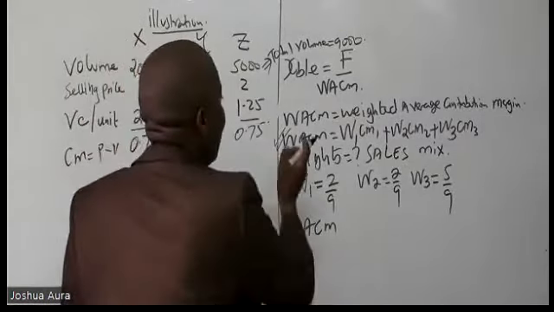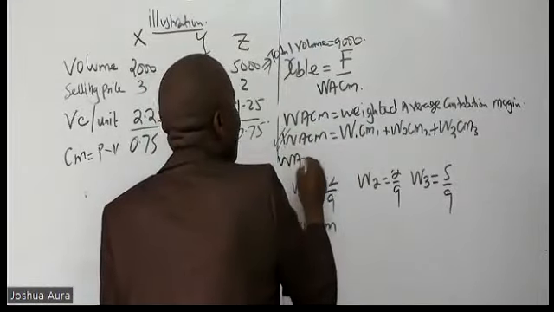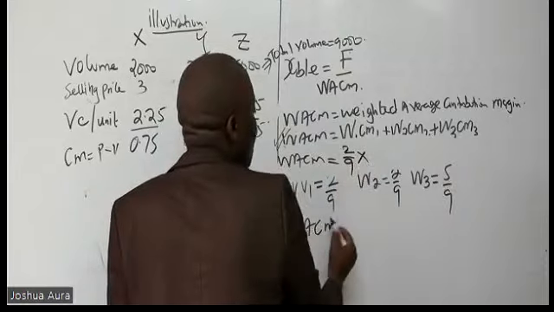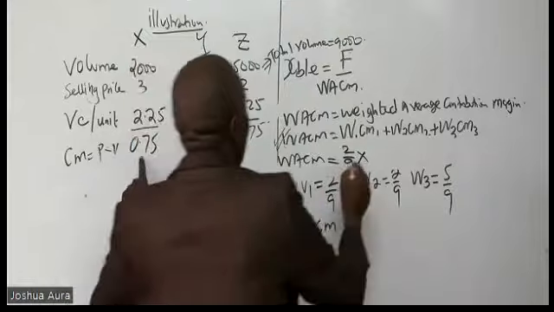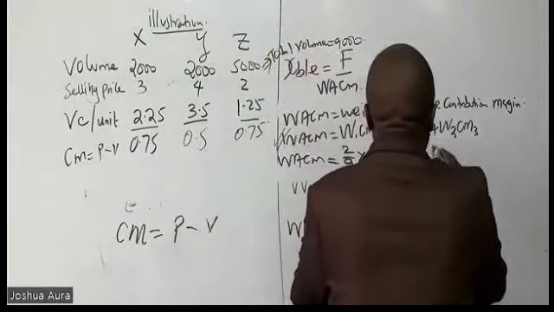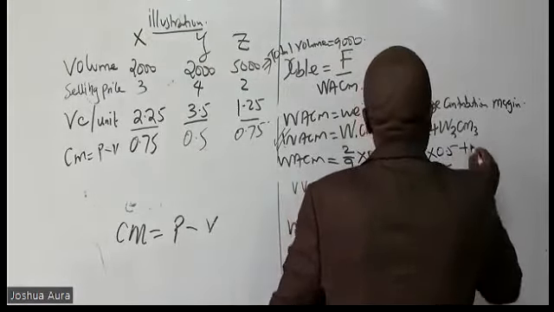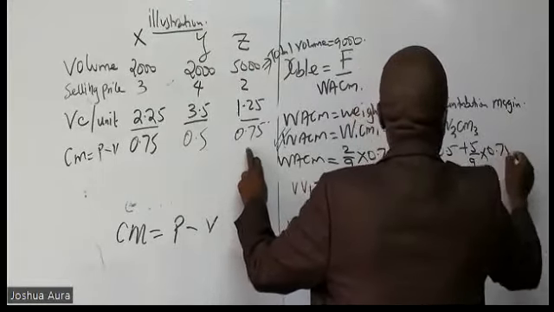Remember what I'm doing? I'm basically plugging in, substituting here. My WACM will be equal to weight 1, which is 2/9, times contribution margin 1, which is 0.75, plus weight 2, which is 2 over 9, times contribution margin 2, which is 0.5, plus weight 3, which is 5 over 9, times the third contribution margin, which is 0.75.